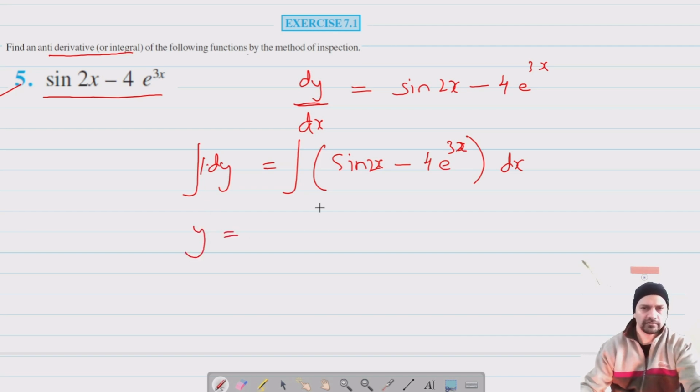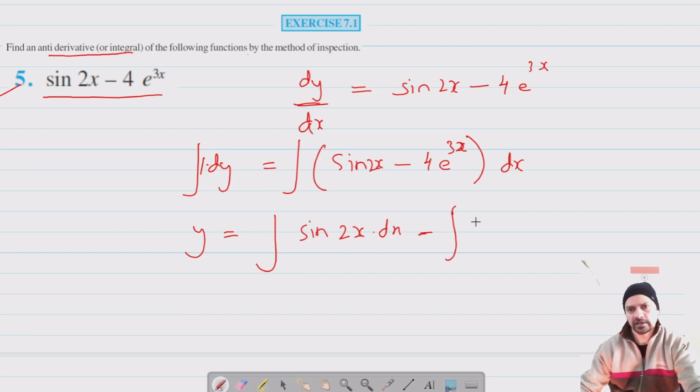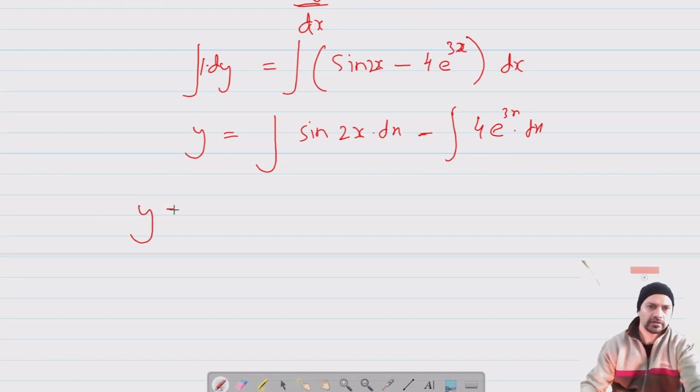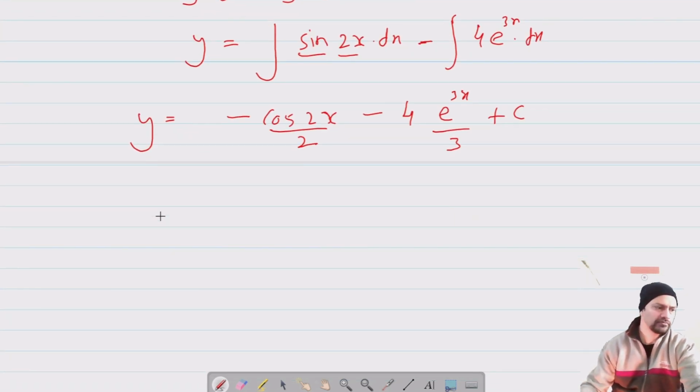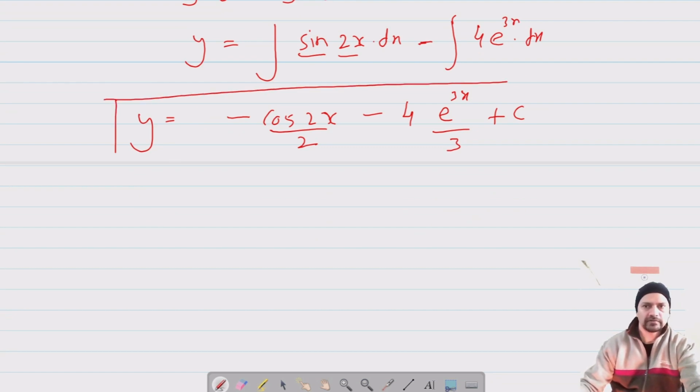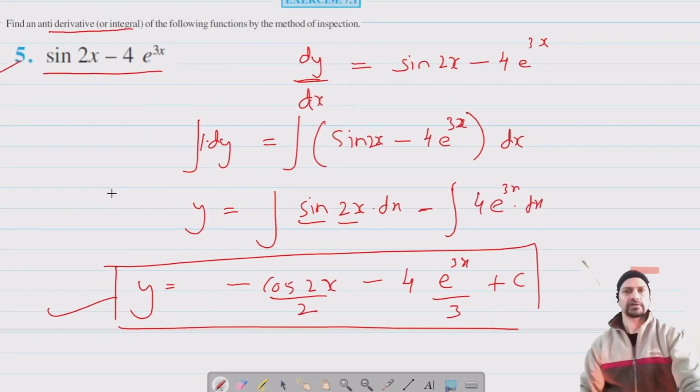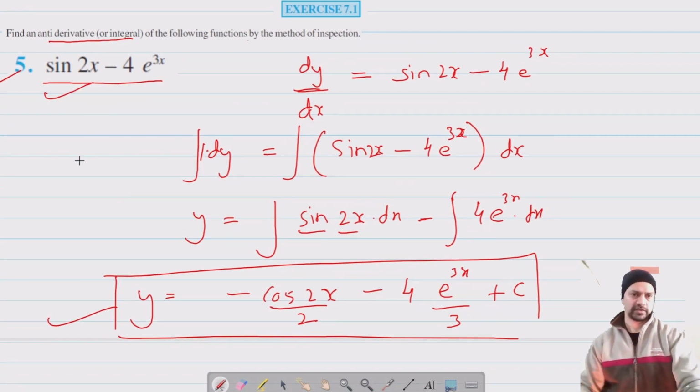So integration of 1 gives us y, and here we can use a property, that is, we can separate the integrations of these two functions. So this is how it looks, and this is y. Integration of sine 2x is negative cos 2x divided by 2, minus 4 is out. Integration of e raised power 3x is e raised power 3x divided by 3, plus c. This is our answer for question number 5. So this is the entire derivative of this function.